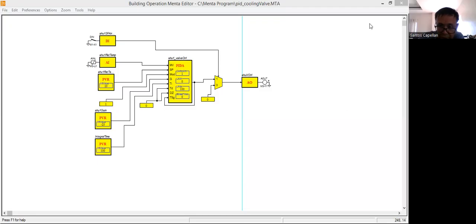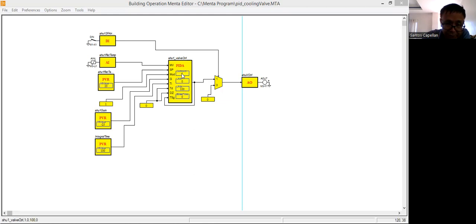Okay, guys. Actually, I will try to explain the PID control for the valve actuator of an air handling unit. Now, we have here these inputs: 1, 2, 3, 4, 5, 6, 7, 8 inputs and one output. The output of this PID control is analog or real. Then you are going to feed it to your analog output block, which you will bind to your controller analog output port.